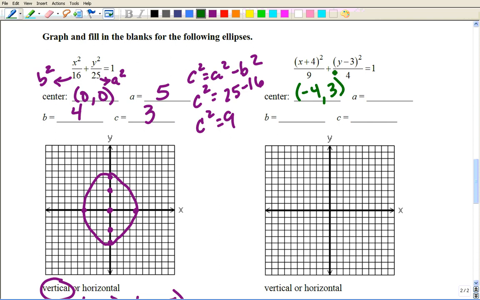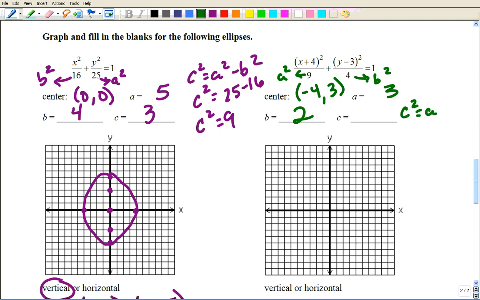And then we look at the denominators here. We have a 9 and a 4. So we look for the bigger number. There's the 9. That means the 9 is the a squared, and the 4 would be the b squared. So a here is 3. b here is 2. So then for c, again, we use that formula.